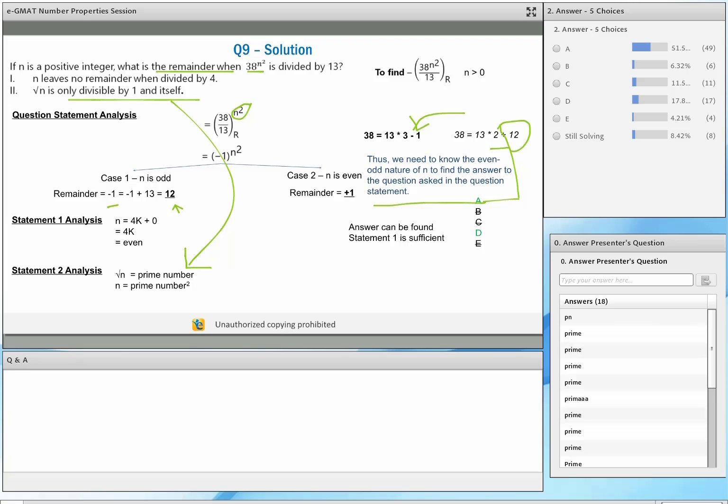Now I simplify this. What do I get? n is equal to a prime number squared. Now I apply my conceptual understanding: prime numbers can be 2, 3, 5, 7. All the other prime numbers are odd except for 2. 2 is the only even prime number, which means that statement 2 can lead to either an even number or an odd number, which means that statement 2 is not sufficient. So statement 1 is the correct one, and choice A is the correct answer.